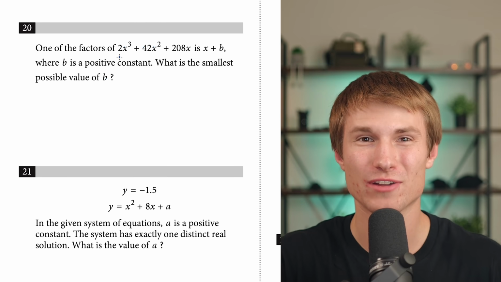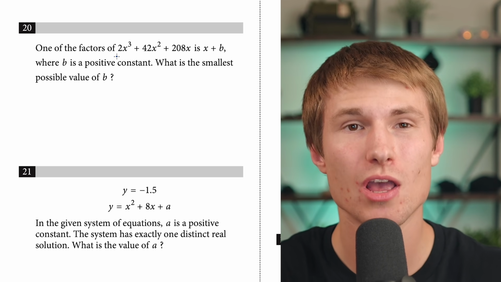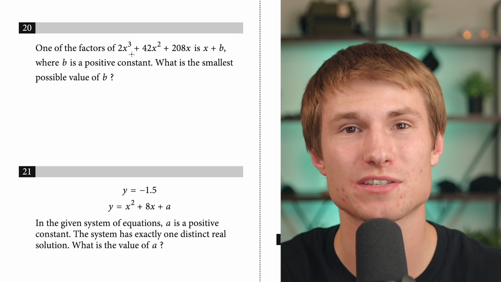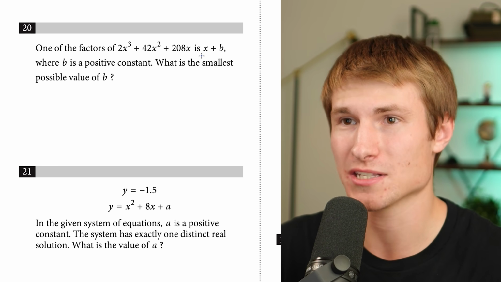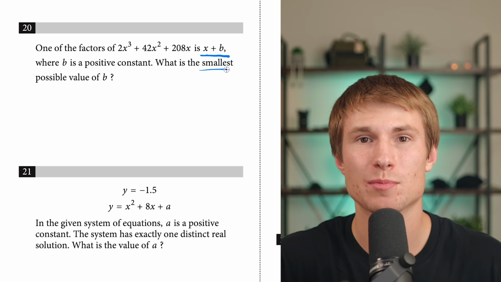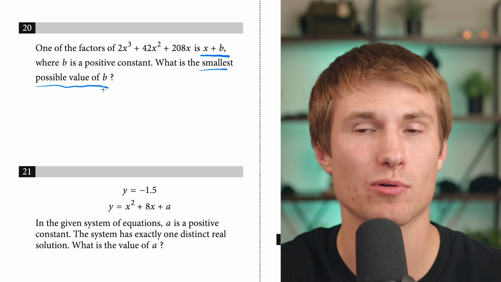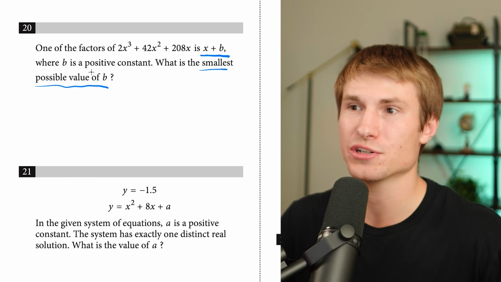Here's an example of an SAT math question that's gotten way easier now that the SAT has gone digital. Question 20 states: one of the factors of 2x cubed plus 42x squared plus 208x is x plus b, where b is a positive constant. What is the smallest possible value of b? Keep in mind you need the smallest possible value of b, and that's important here because there's going to be two possible answers.